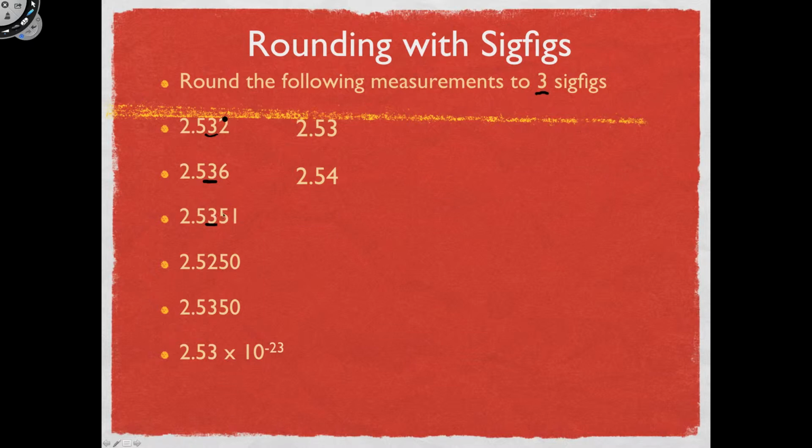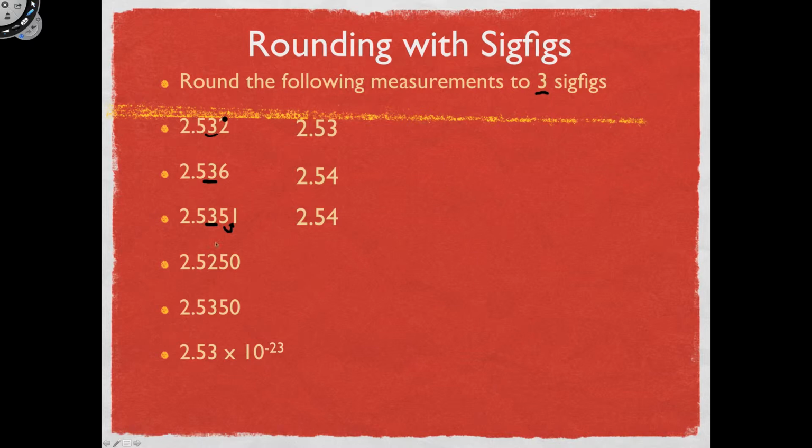So 2.5351, round to 3 sig figs. 3 is the third sig fig, next to it's a 5. By rule, I have to look here. If that number in that slot is a non-zero number, then I'm going to round up. So the 3 changes to a 4. All right, let's take a look at the next one.